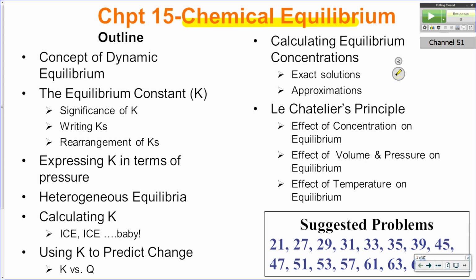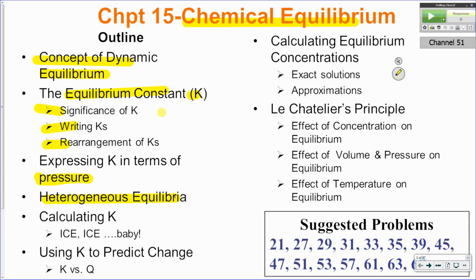So now we're looking at what happens when the rates become equal to each other. We're going to look at the concept of what dynamic equilibrium means, how we define the equilibrium constant K, the significance of it, how we write them, how we can rearrange them. We're going to hammer all that stuff out. How we deal with it if we have a gas and we're dealing with pressures instead of molar concentrations.